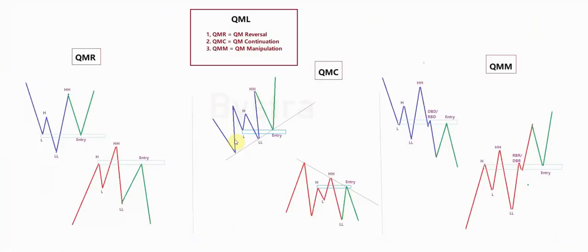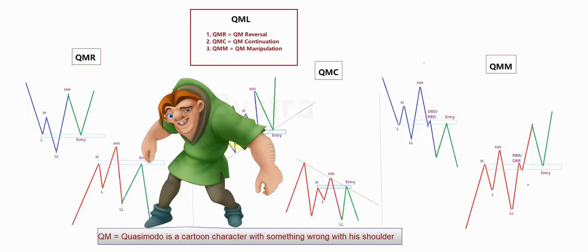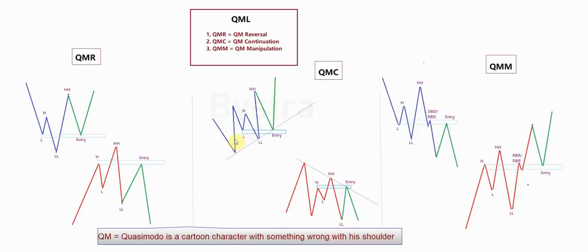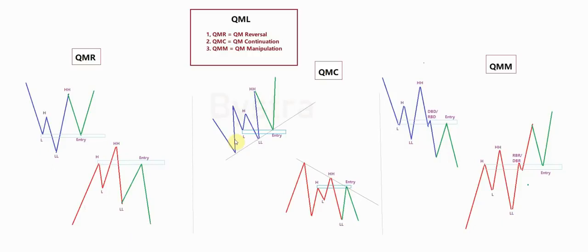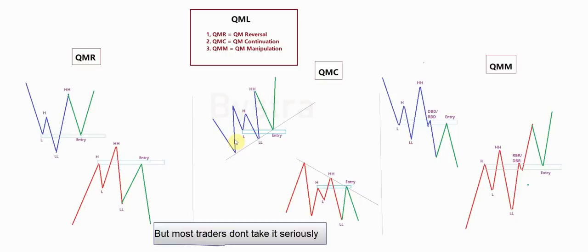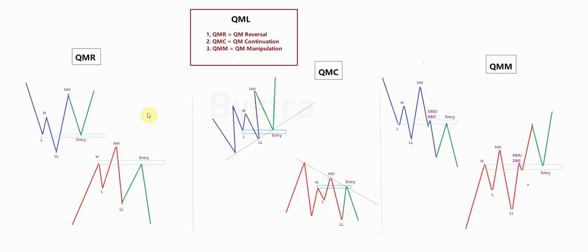Alright, so now let's move to the QM setup. Also, you know that QM is a cartoon character that has a crooked something, something wrong with his shoulder. And this setup is not exactly the same as HNS or head and shoulders. If you search in Google, there's a lot of this kind of setup. People keep sharing this setup, but most traders don't take it seriously. Now let's get started with QM reversal.